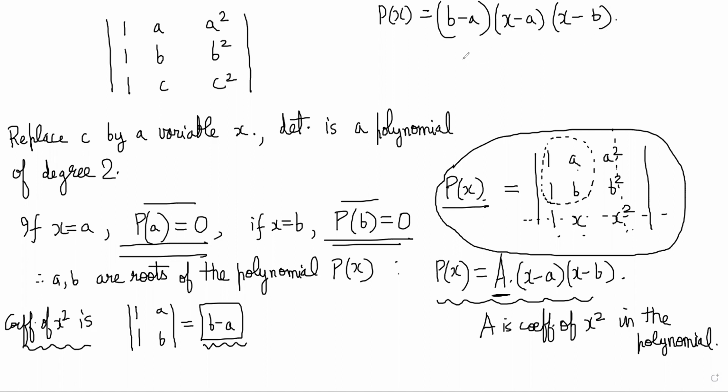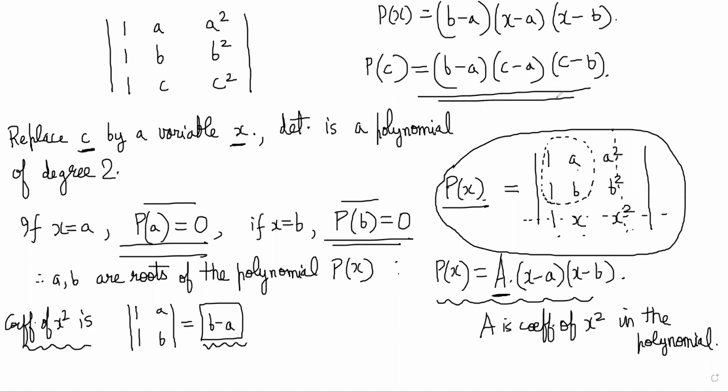Once we have this, we know what we are going to do now. We have earlier replaced c by a variable x. Now I'll put back c. I'll say p of c. Instead of x, I'll put c now. It will become (b minus a)(c minus a)(c minus b). That is the determinant that we were seeking. That is the value of this determinant.